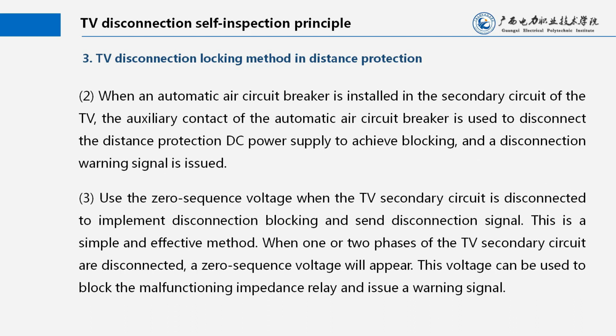2. When an automatic air circuit breaker is installed in the secondary circuit of the TV, the auxiliary contact of the automatic air circuit breaker is used to disconnect the distance protection DC power supply to achieve blocking, and a disconnection warning signal is issued. 3. Use the zero sequence voltage when the TV secondary circuit is disconnected to implement disconnection blocking, and send a disconnection signal. This is a simple and effective method. When one or two phases of the TV secondary circuit are disconnected, a zero sequence voltage will appear. This voltage can be used to block the malfunctioning impedance relay and issue a warning signal.